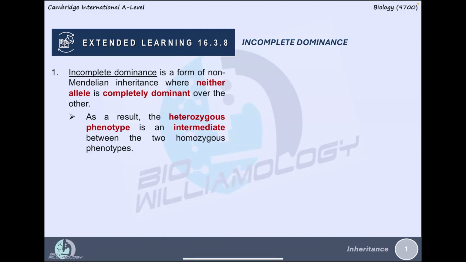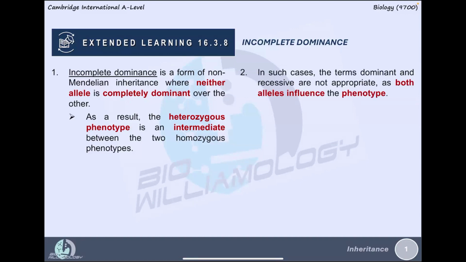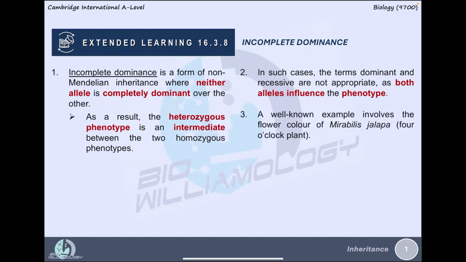Okay, so let us look at an example of incomplete dominance. In such cases, the terms dominant and recessive are not appropriate because both alleles influence the phenotype. A well-known example involves the flower color in the four-o'clock plant, which is Mirabilis jalapa. The allele CR codes for red flower, and the other allele CW codes for white flower.